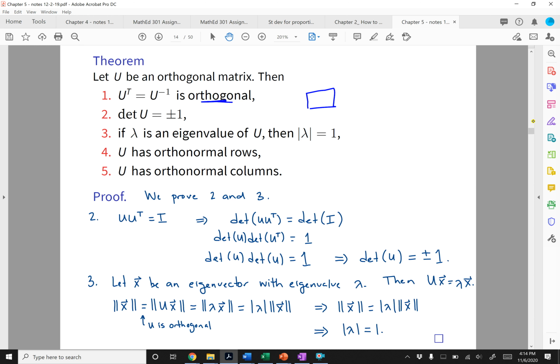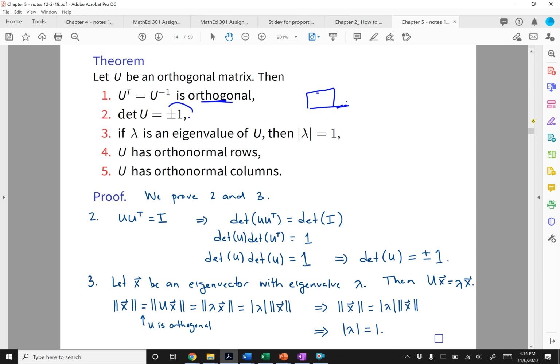If you don't change the lengths or the angles, then you can't change the area of any particular figure, and the determinant tells you the factor by which the area is changed. So it makes sense the determinant has to be plus or minus 1. The minus means it's changed orientation, like there was some reflection involved.